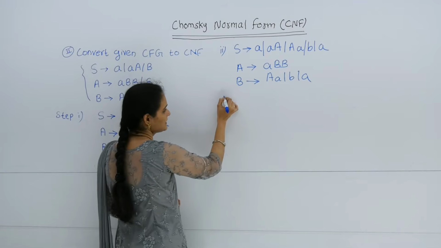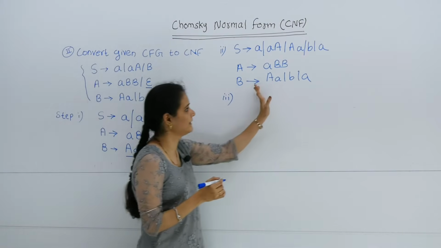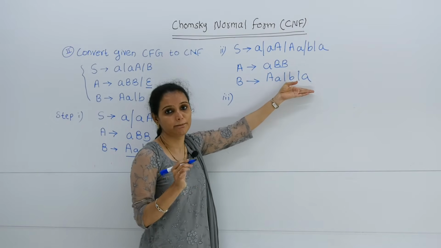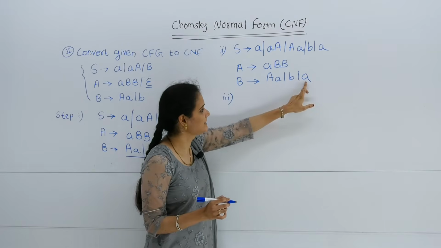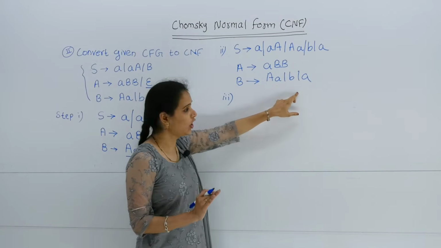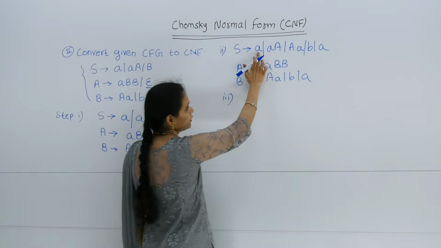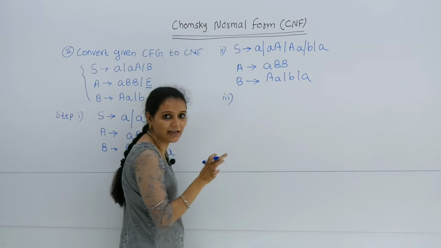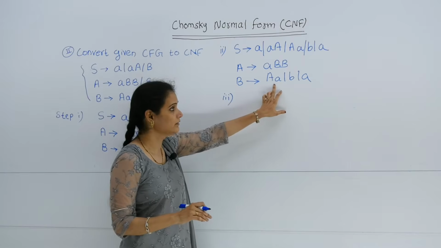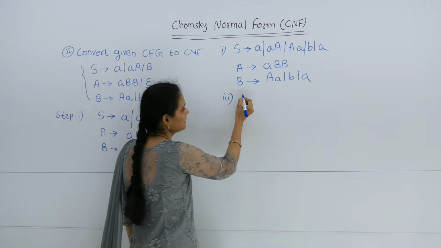Now what is our step number 3? Here, restricting the right side of the production. The right side of the production we are going to restrict to a single terminal, meaning if single terminals are present, then keep them as they are, or a string of 2 or more variables. So here whatever single terminals are there, we are going to keep as they are, and whatever remaining terminals are present with the non-terminal, we are going to replace.